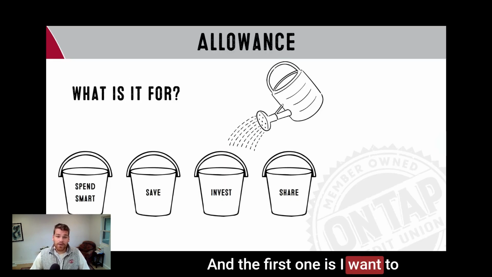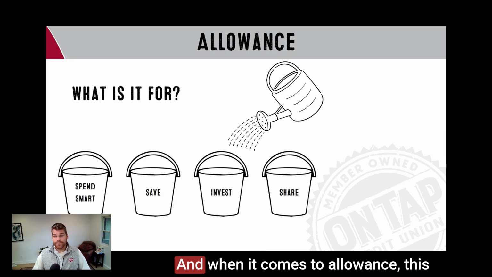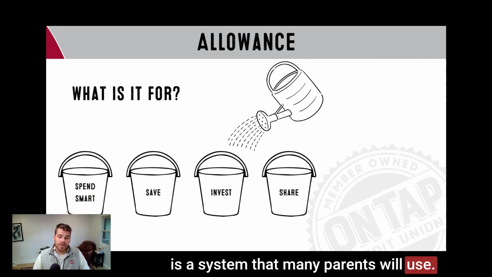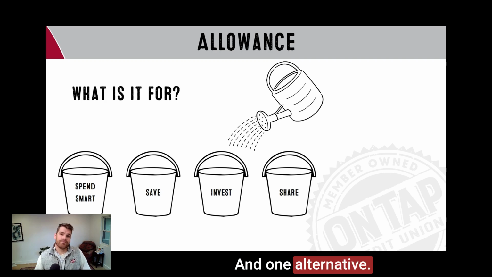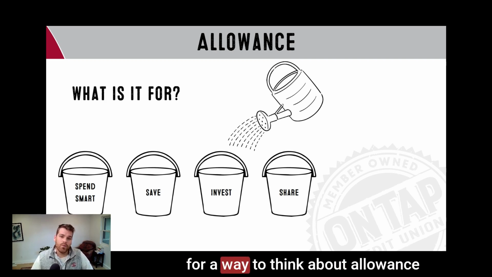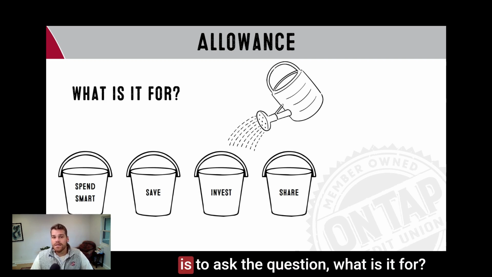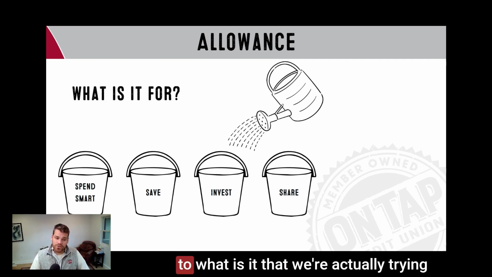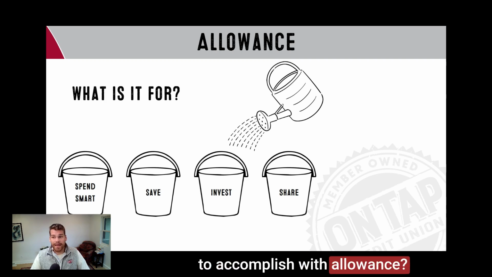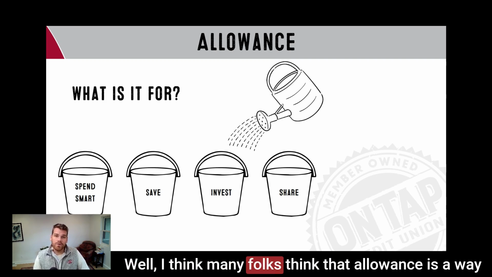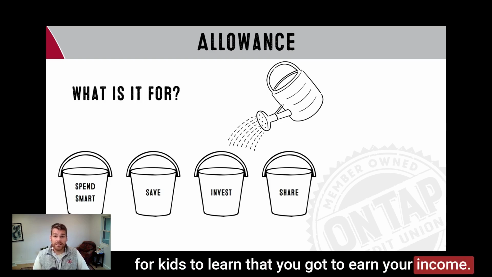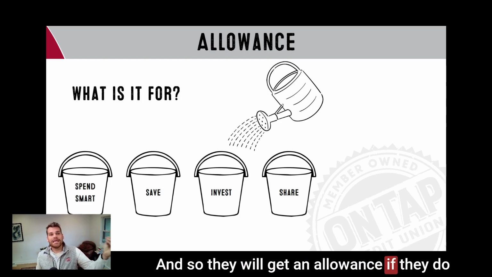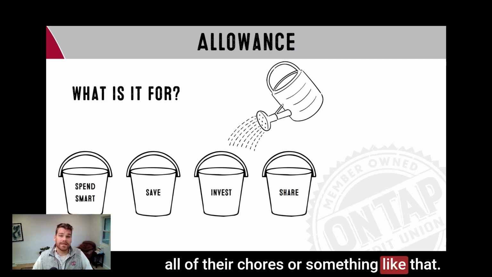And the first one is I want to talk about some systems. And when it comes to allowance, this is a system that many parents will use. And one alternative in the menu of options out there as for a way to think about allowance is to ask the question, what is it for? And to get really clear when it comes to what it is that we're actually trying to accomplish with allowance. Well, I think many folks think that allowance is a way for kids to learn that you got to earn your income. And so they will get an allowance if they do all of their chores or something like that.